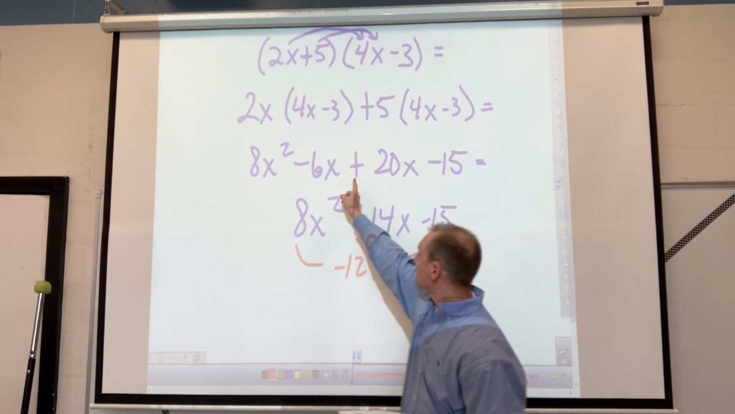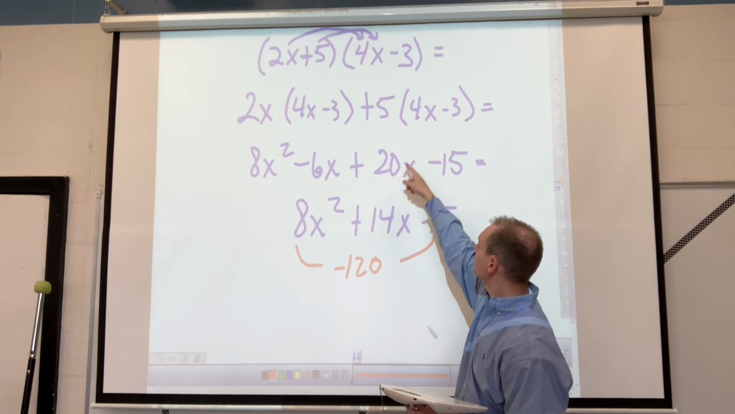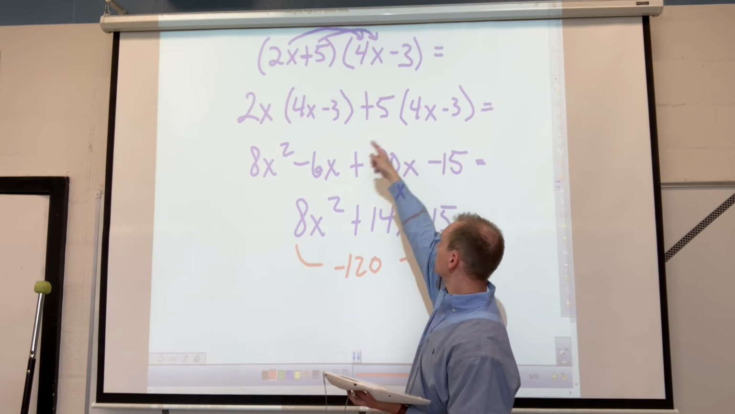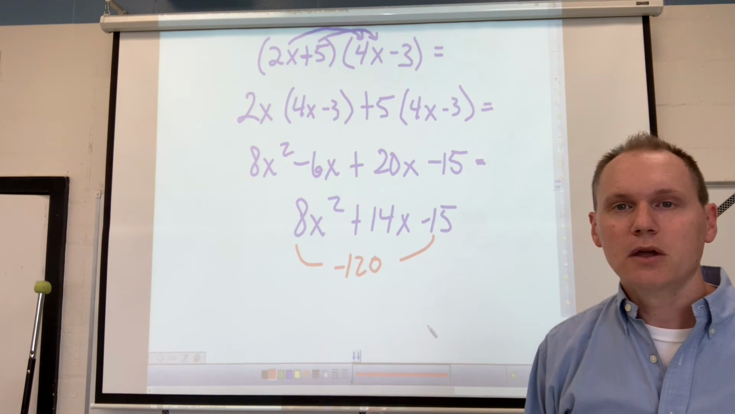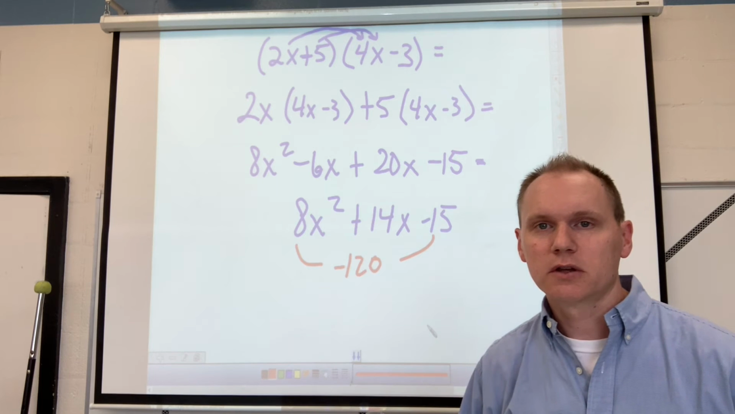And then we would factor out what we can from here. We'd factor out a 2x from here. And we'd factor out a 5 from here. And that would give us back up to that step. And then from there, we'd factor out from the entire expression what's in common there, which is 4x minus 3. And that would get us back to the top. So really thinking through this whole idea of distribution, but in reverse, can help us in factoring.